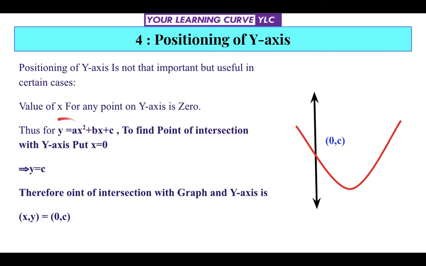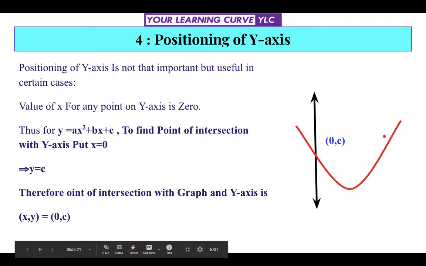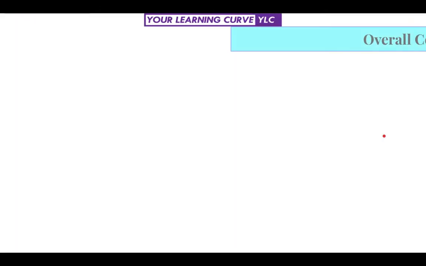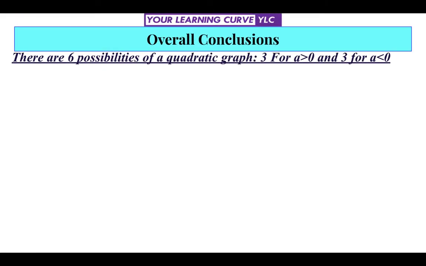Means to get the value of y where the graph cuts the y-axis, we have to put x equal to 0. So to get this point, we put x equal to 0 in the given equation. So ax square becomes 0, bx becomes 0, we are left with c. Means 0 comma c will be the point where the graph cuts the y-axis. Now we have positioned the x-axis and the y-axis for the quadratic graph.